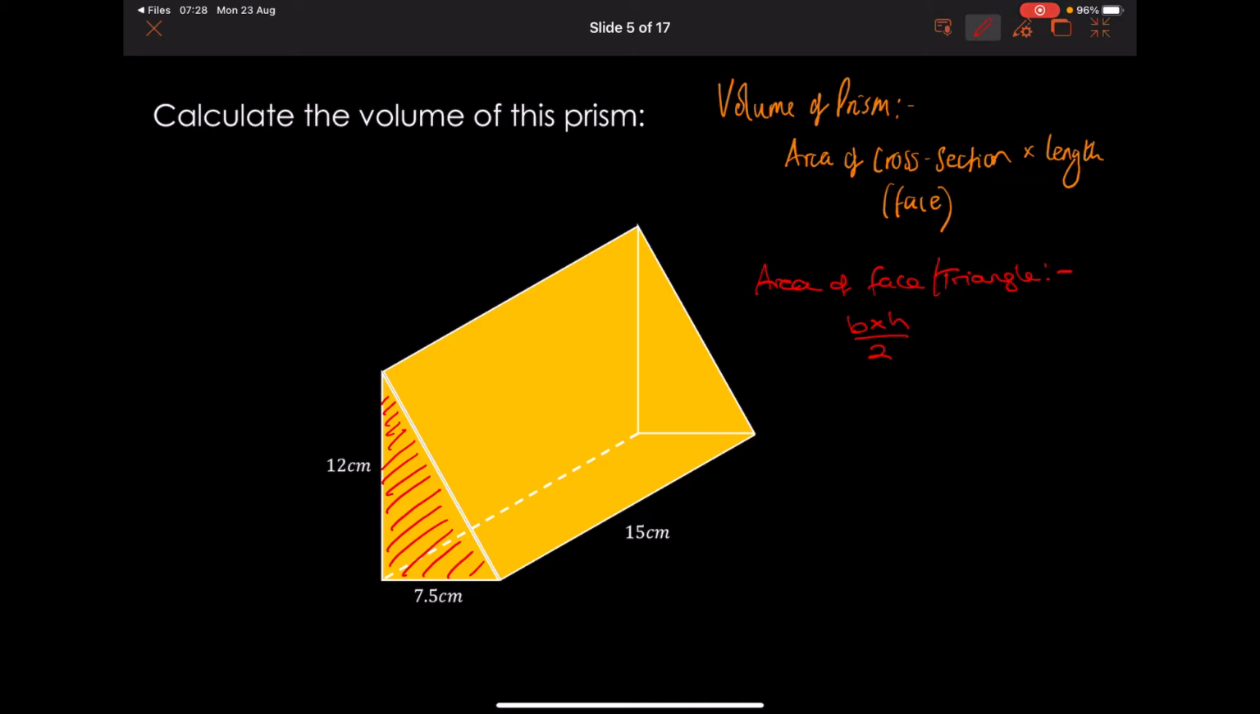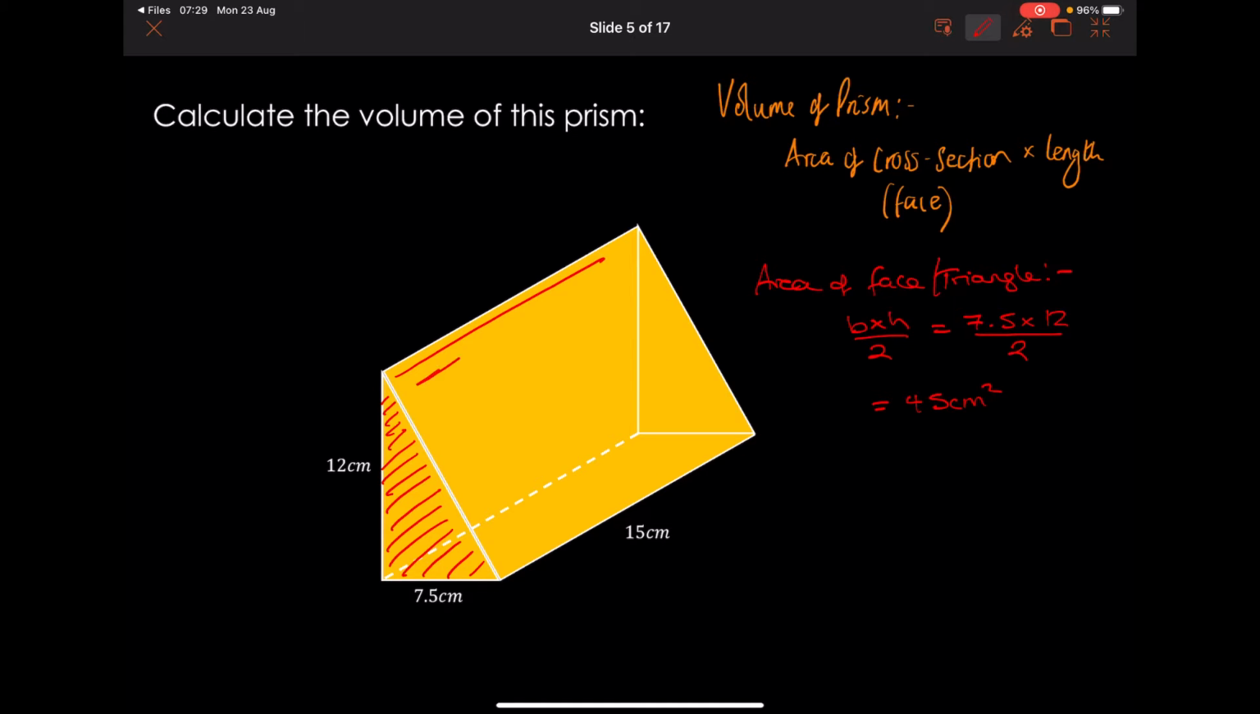Okay, so the base is 7.5. We're going to times it by the height, which is 12, and then we're going to divide that by 2. Okay, so 7.5 times 12 is 90, and 90 divided by 2 is 45. So that's 45 centimetres squared for the triangle.